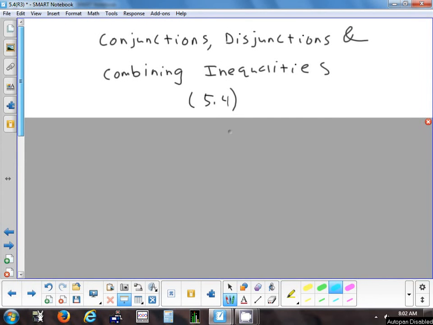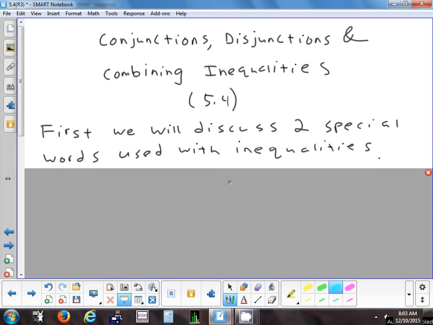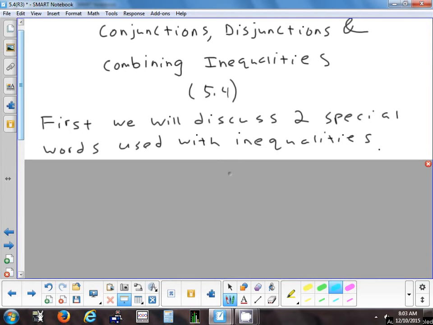So today we're going to take a look at 5-4. We looked at a little bit of 5-4 yesterday, but we're going to go through a couple things again today just to simplify a few concepts. All right, so we got two special cases we looked at with inequalities.